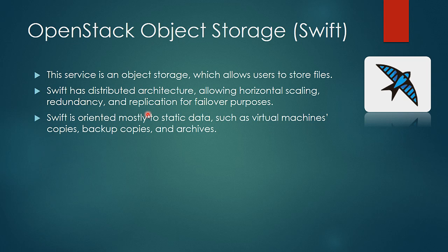OpenStack object storage, as I mentioned, allows you to store files and gives you some kind of ID. You can always go back, or any program can always go back and refer to this ID, and it will provide you the particular object in return. So Swift is oriented mostly to static data such as virtual machine copies, backup copies and archives. If you want to store something for a longer time, it is always advisable to go with Swift.